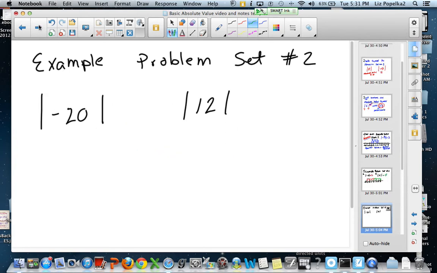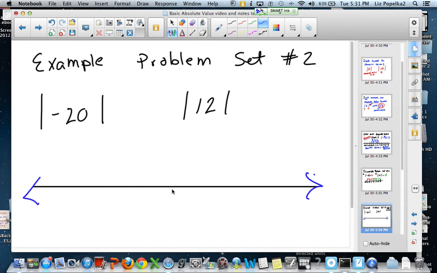Let's look at one more. So you think for a second in your head what you think the answer might be. So the absolute value of negative 20, the absolute value of positive 12. Think for a second in your head what you think they might be. Maybe write them down on your paper now. Jot down what you think the answer would probably be.